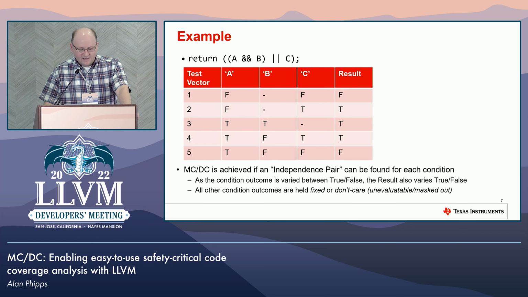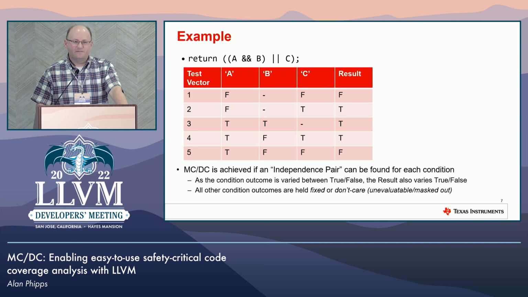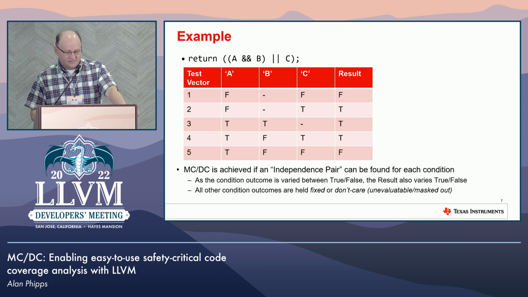Now, given this, MCDC is achieved if we can find what we call an independence pair for each condition. What's an independence pair? Well, it's 2 test vectors for which, as the condition outcome is varied between true and false, the result is also varied between true and false. In other words, the condition outcome affects the decision result directly. And all the other condition outcomes are held fixed or don't care if they're unevaluatable, as in the case with short circuit logical operators.